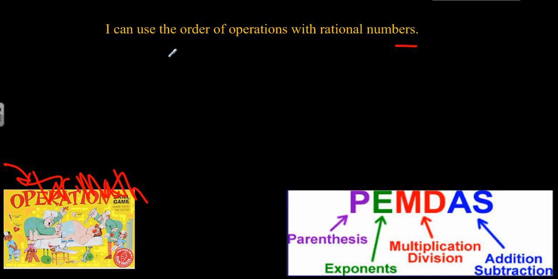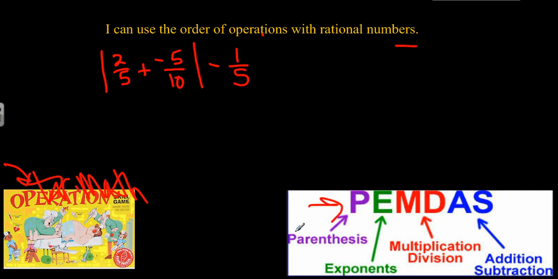I might have something like the absolute value of 2/5 plus -5/10 minus 1/5. Now, this absolute value symbol might be something a little bit different. The absolute value acts like a grouping symbol or like parentheses. We do whatever is inside of those first. So I'm going to start here.